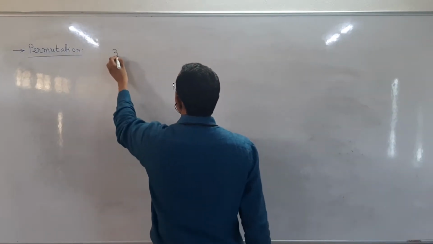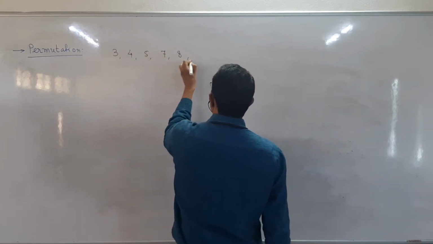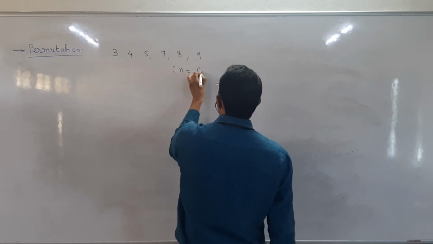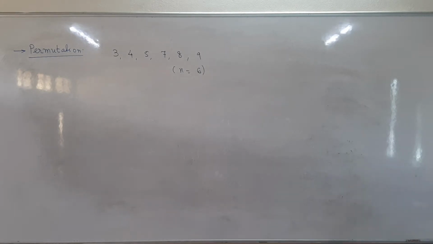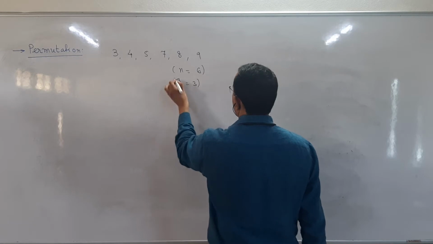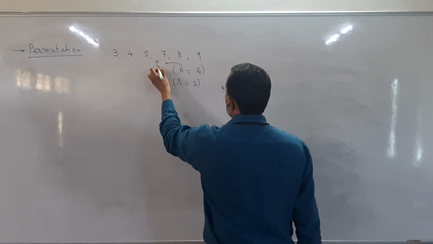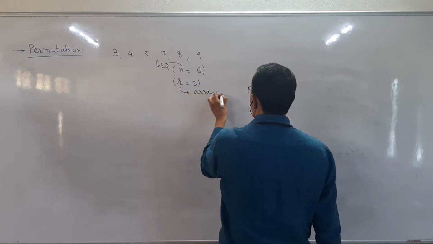Say I have digits 3, 4, 5, 7, 8 and 9. Say given are 6 digits: 3, 4, 5, 7, 8 and 9. Using these 6 digits, I want to form a 3-digit number. So the arranged digits I call r and total digits I call n. r stands for arranged.